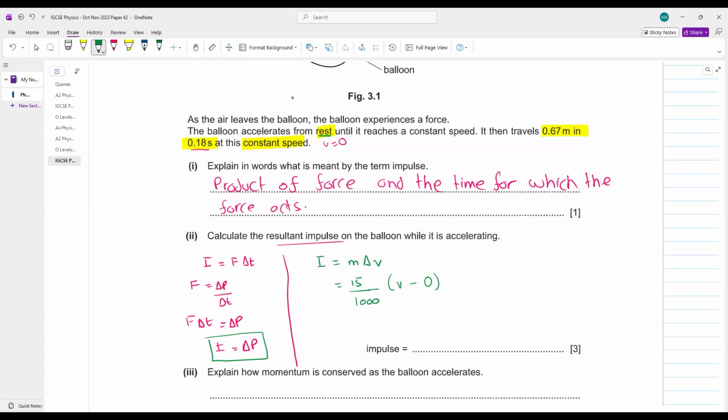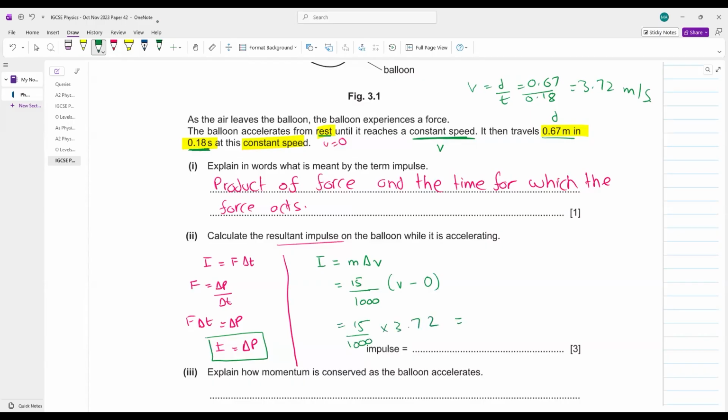Can you realize the final velocity is a constant velocity v, and you are traveling a distance of 0.67 meters at that constant speed in time t equal to 0.18 seconds. So you can easily calculate v. v is equal to distance over time. Distance is 0.67, time is 0.18. Can you calculate v? Yes. 0.67 divided by 0.18. What does v come out to be? 3.72 meters per second. Place it here. 15 divided by 1000 times 3.72.